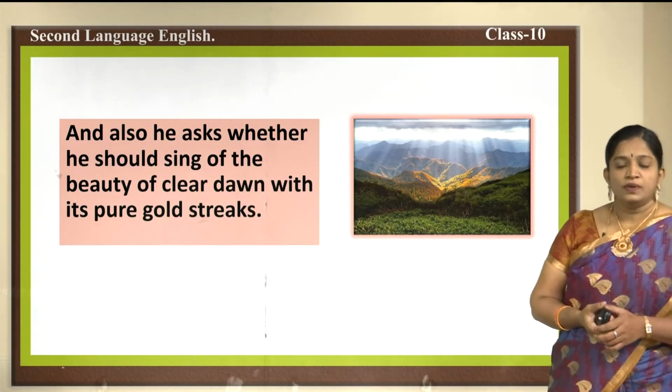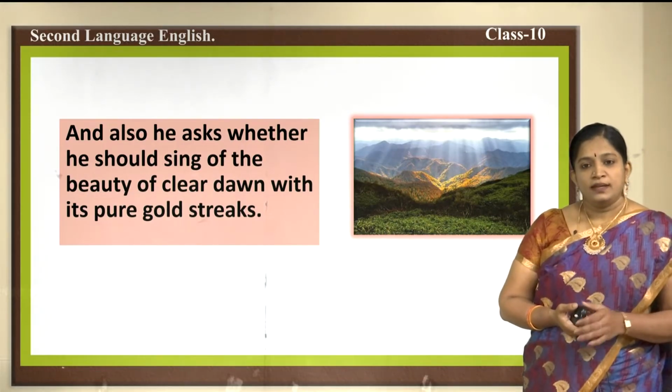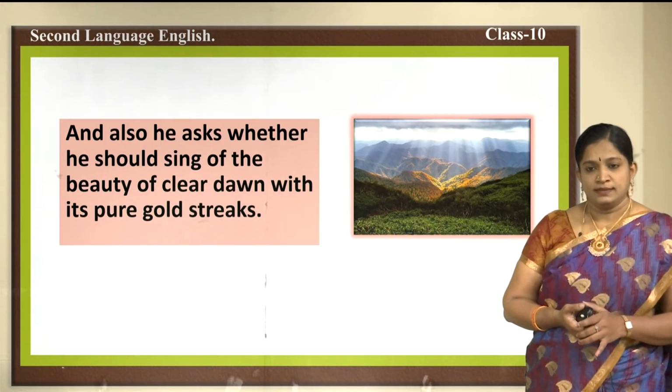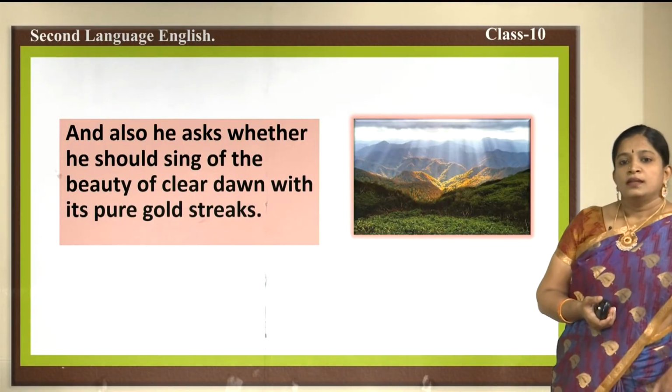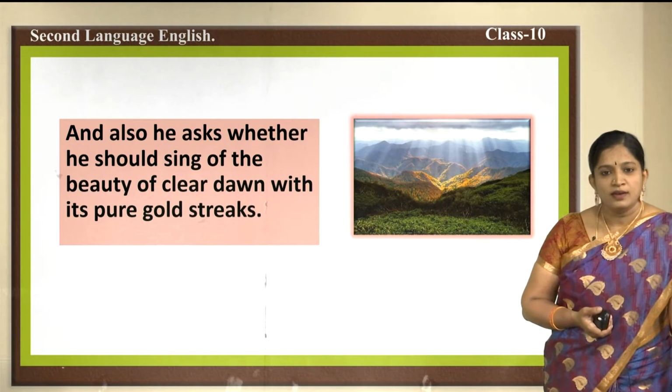You know the meaning of the word dawn, children? Munjane, kelidira? Munjane, dawn means munjane. The opposite of dawn is dusk. Munjane, musanje. Okay? Here the poet asks whether he should sing of the beauty of clear dawn with its pure gold streaks.